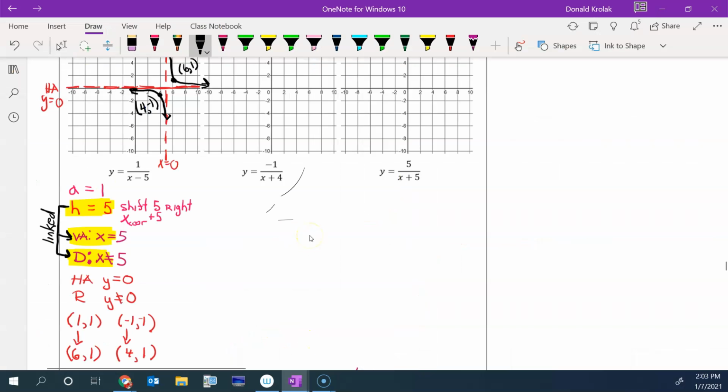All right, so here we got a that's a -1. All right, and what that does is you flip the graph over the x-axis.